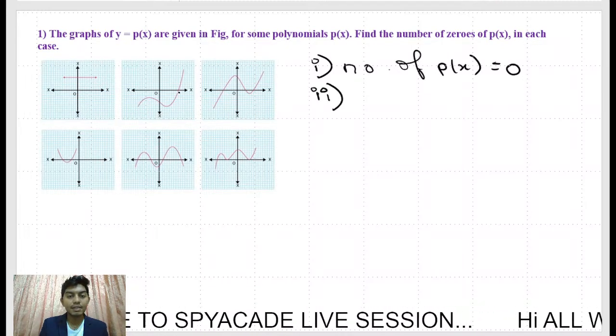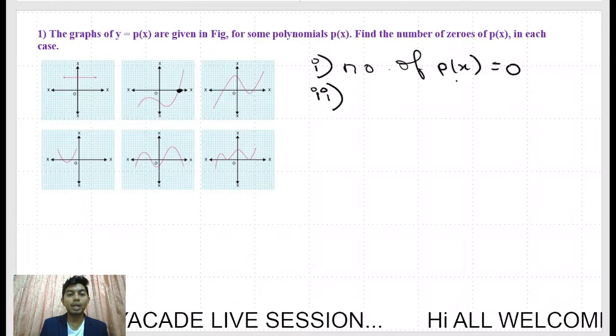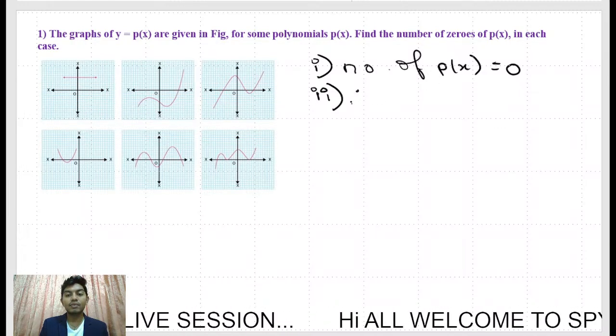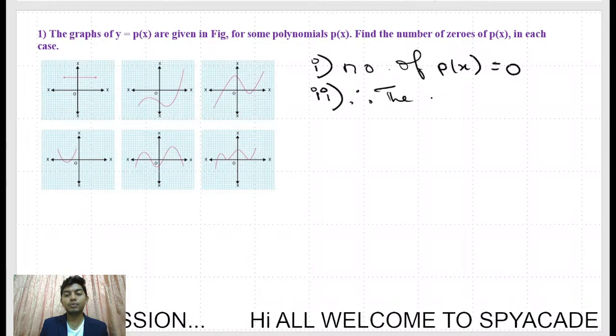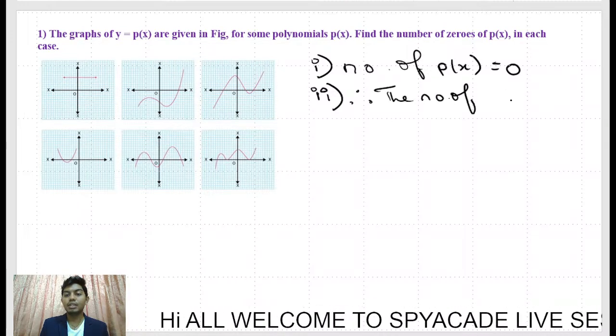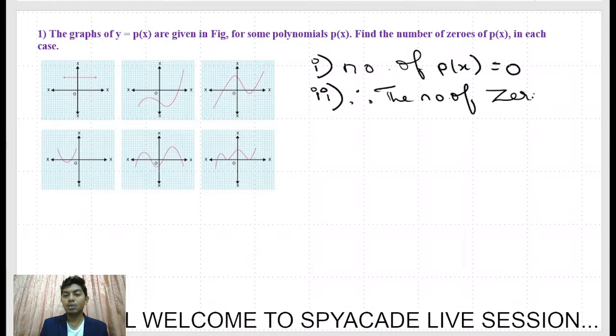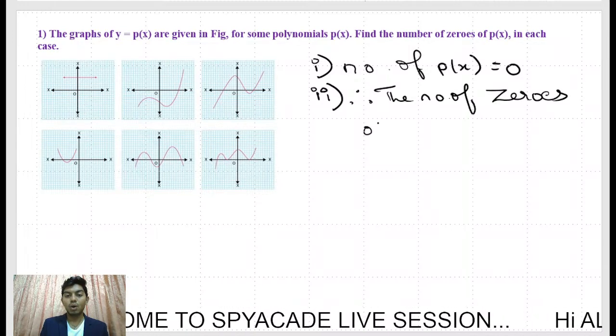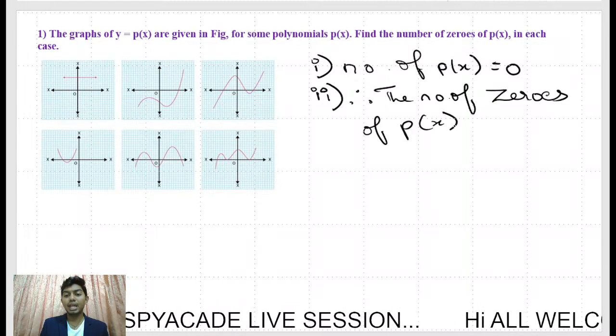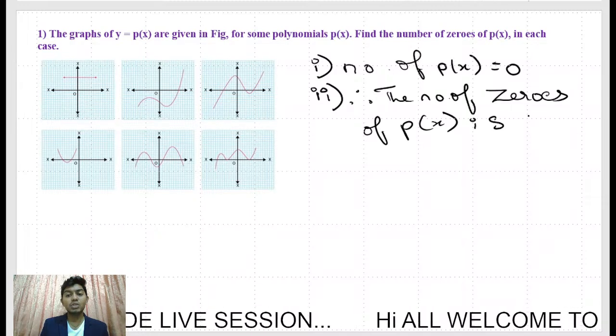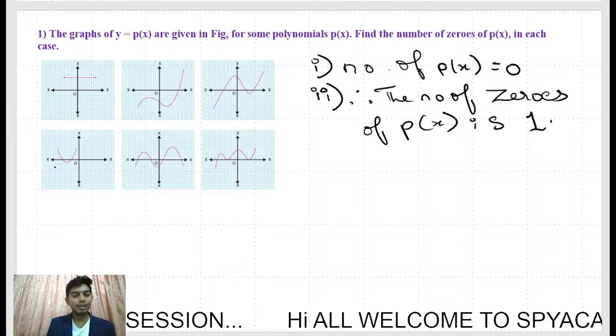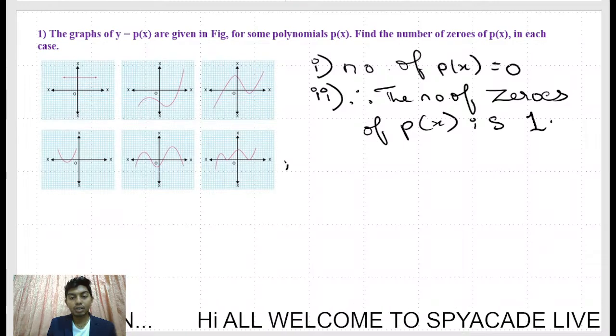So here, at how many places does it touch the x-axis? It is getting touched at 1 point. So therefore the number of zeros of p of x is how much? 1. Done. Second one. And then the third one.